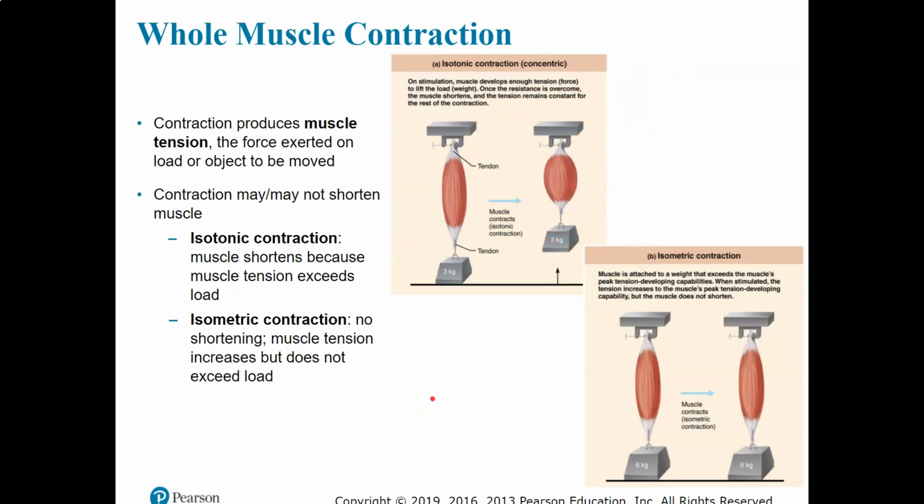In isometric contraction, the muscle tension doesn't exceed the load. So for example, if you're trying to lift something that's too heavy to lift, or you're pushing against something that's immovable, like a wall, that leads to isometric contraction. So there's no actual shortening of the muscle. We still are getting those sliding filaments generating muscle tension, but the muscle itself isn't able to overcome the force exerted by the load, and it doesn't actually shorten.